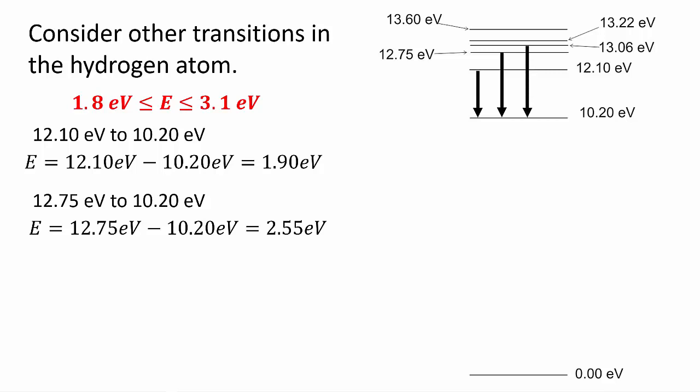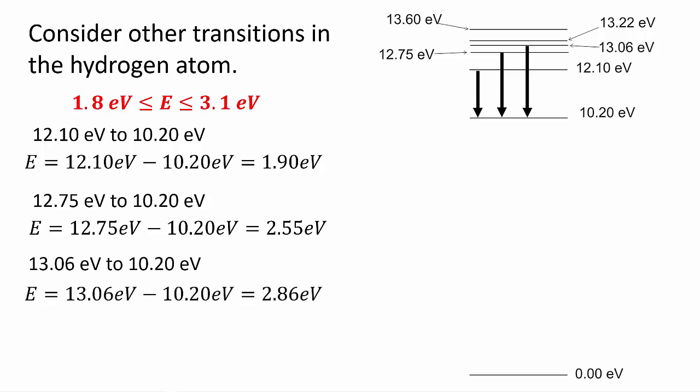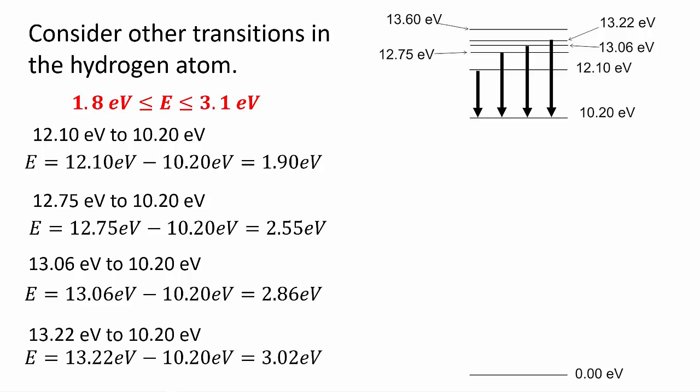Third transition, from the 13.06 down to the 10.20. That'll have an energy of 2.86 electron volts. So we're nearing the top of the energy scale for visible light, but that one would still be visible. That's quite a deep violet color. Then the last transition here that we'll look at, 13.22 down to 10.20. We can do the subtraction on that, and we get 3.02 electron volts. This is a very deep violet.